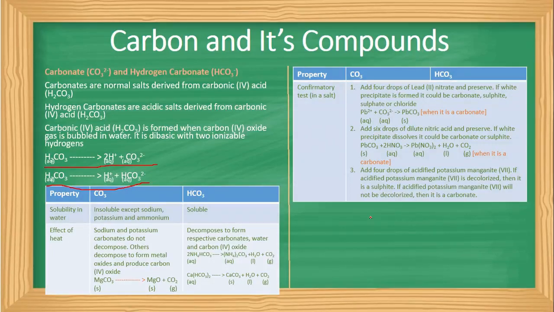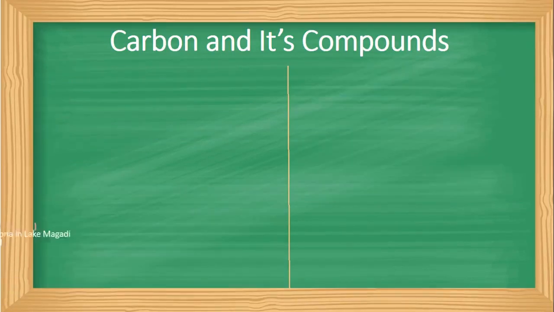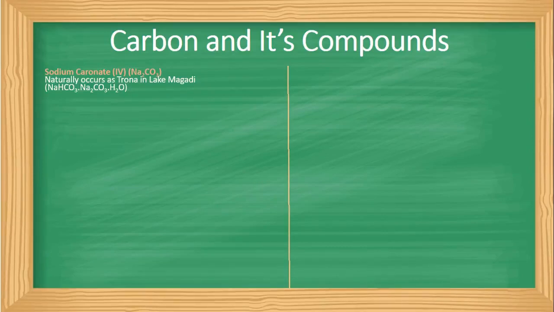So that's how you determine if a substance is a carbonate or not. Now let us look at another compound of carbon, which is sodium carbonate. Sodium carbonate, or what we call soda ash, is normally produced through, naturally occurs, in Estrona in Lake Magadi in Kenya. And the formula for the compound is as I'm showing here.